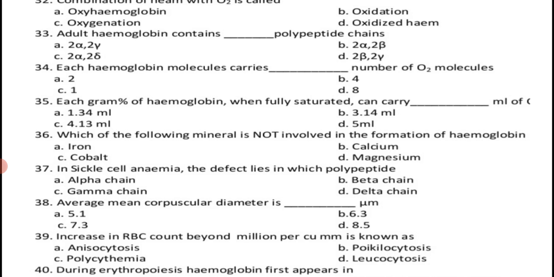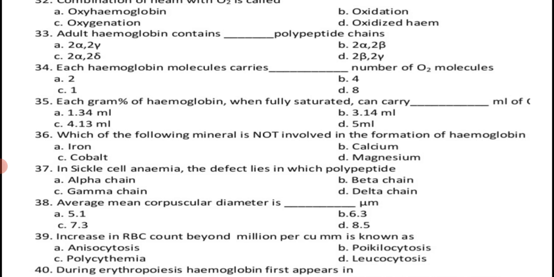Question number 35. Each gram percentage of hemoglobin when fully saturated can carry dash dash ml. Option B, that is 3.14 ml. Question number 36. Which of the following minerals is not involved in the formation of hemoglobin? Option D is the correct option, that is magnesium is not involved in the formation of hemoglobin.